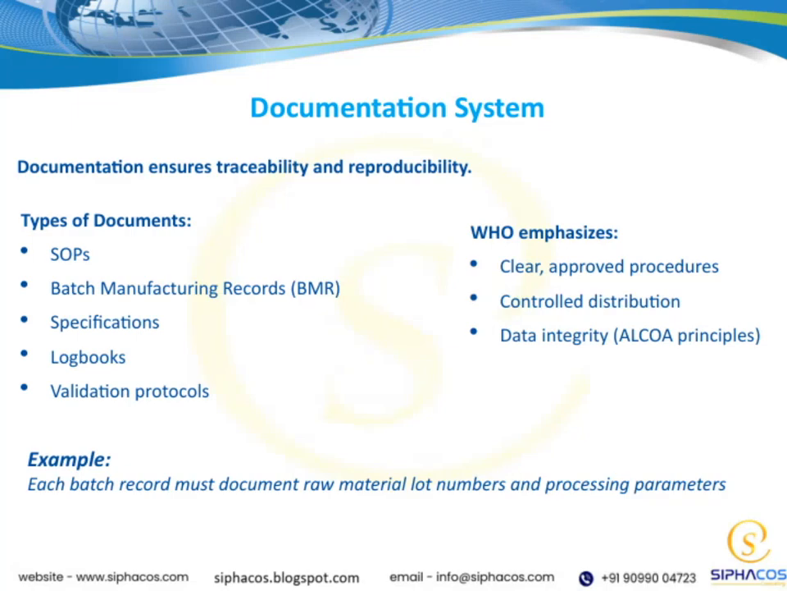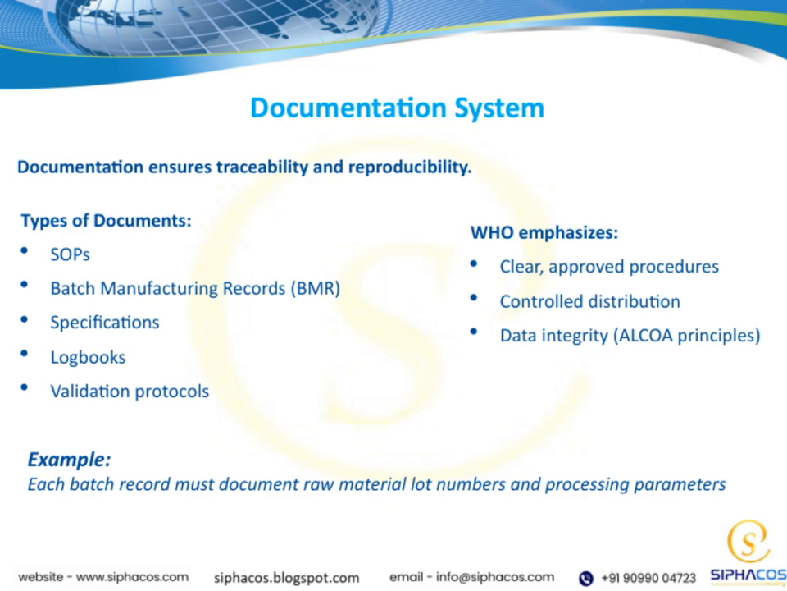Now, let's look at some key examples of documentation that are essential in our process. For instance, each batch record needs to clearly document the raw material lot numbers and the processing parameters used during production. This kind of documentation is crucial because it ensures traceability, meaning we can track every step and ingredient used if needed. It also supports reproducibility, so we can consistently produce quality products.